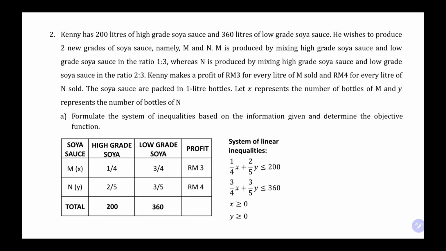And our objective function is about profit. So we maximize profit. We always put Z equals to 3 ringgit for x and 4 ringgit for y. That's why Z equals 3x plus 4y.